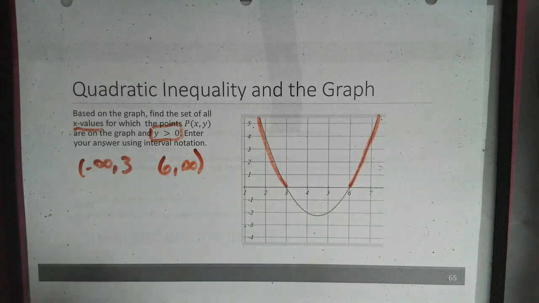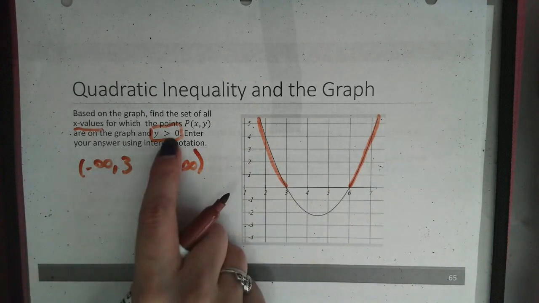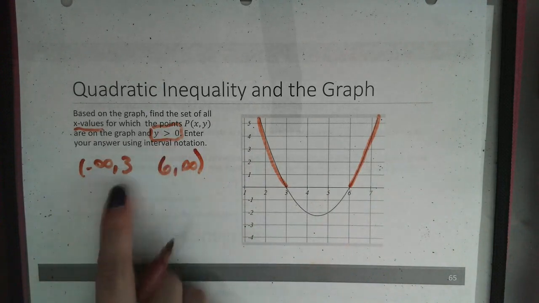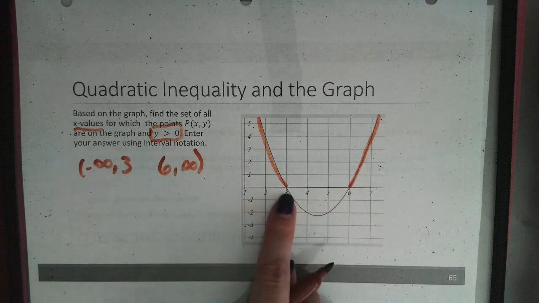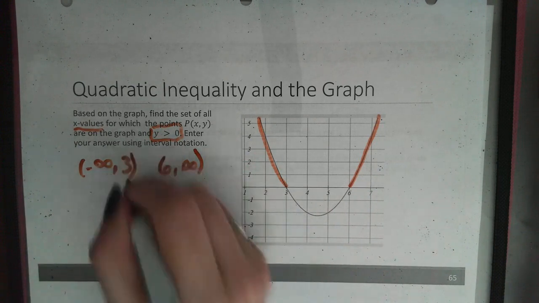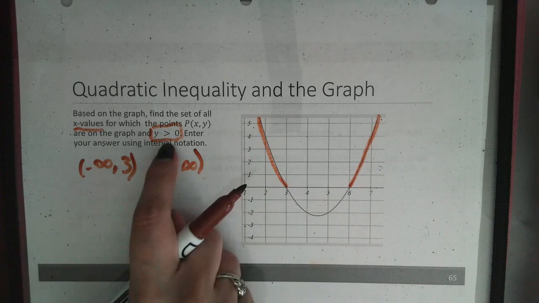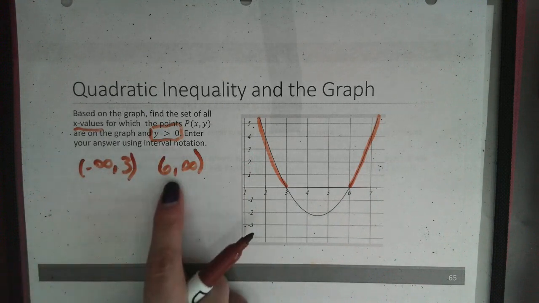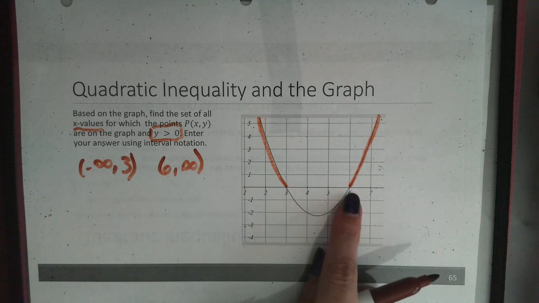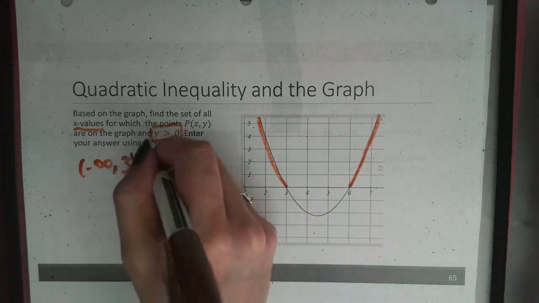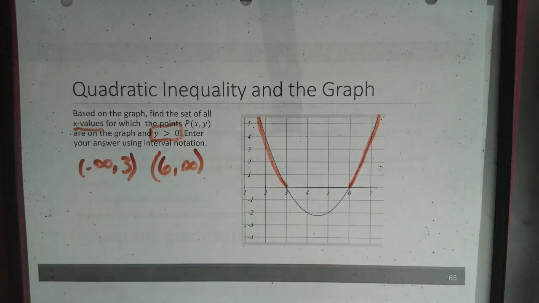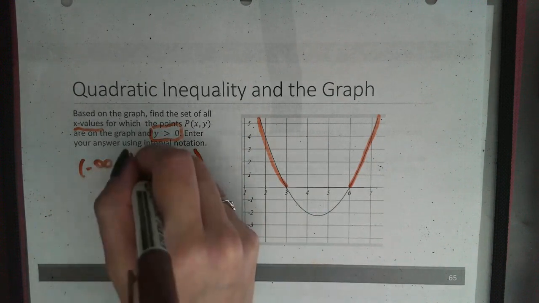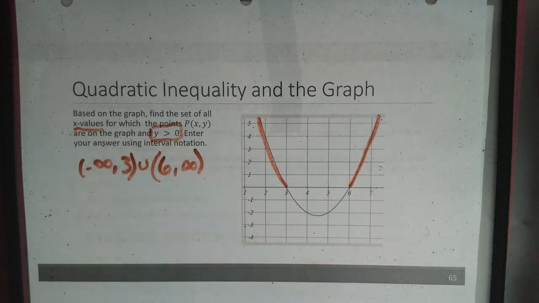We are looking for the places where y is greater than 0. At 3, y is equal to 0. We don't want that, so I want to use parentheses. If it were greater than or equal to, I'd use a square bracket. Same deal with the 6. At x equals 6, the y value is equal to 0, which we don't want, so I'm going to use parentheses. And then to put these two intervals together, I'll use a union.